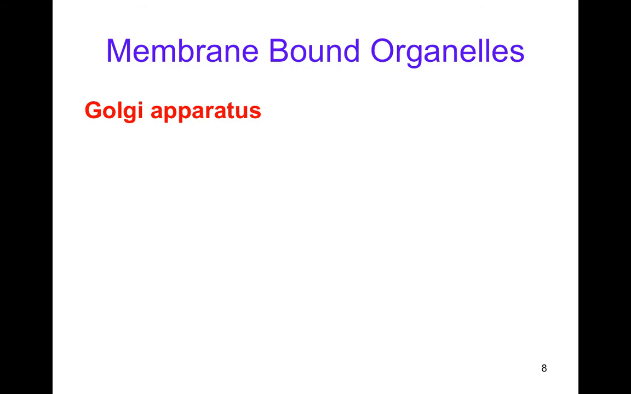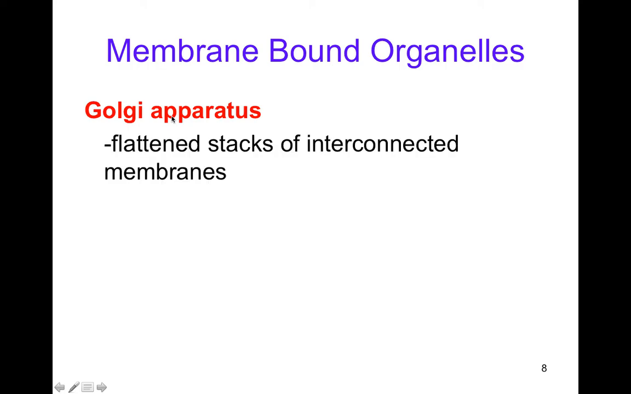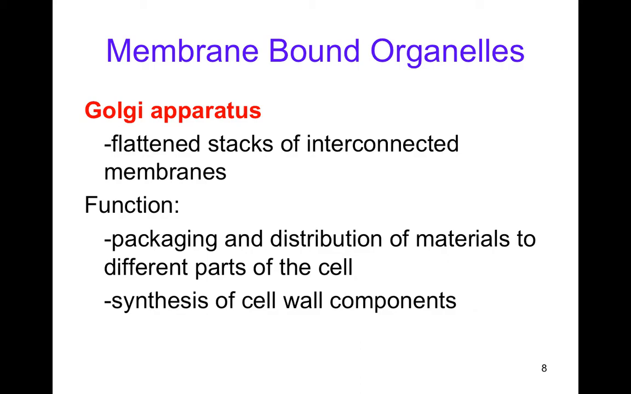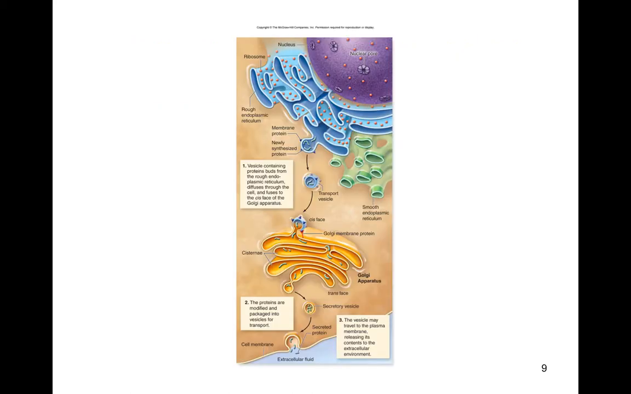Next organelle, it's kind of a fun word, it's called the Golgi apparatus, or the Golgi body. It's a set of different membranes that are used to package and distribute materials throughout the cell and even out of the cell. It can also be used to make cell walls for the plants, but mostly it's used as the UPS of the cell. It's used to package things and then ship them off to different places, either within the cell or out of the cell.